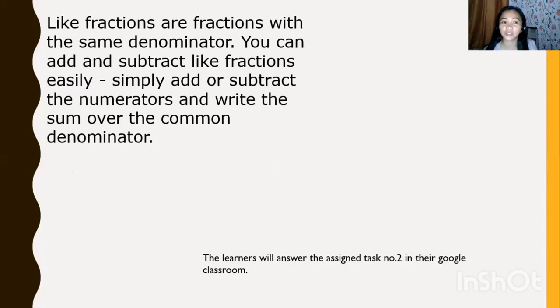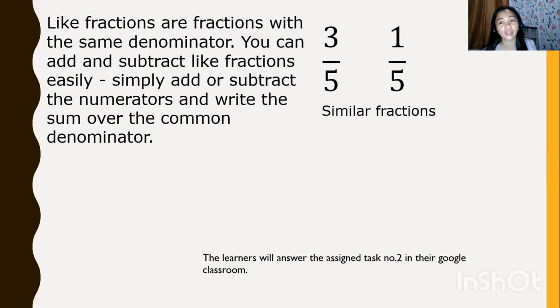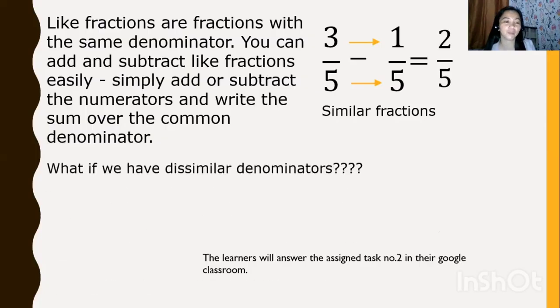Like fractions are fractions with the same denominators, so you can add or subtract fractions by simply adding or subtracting the numerators, then copy the denominator. Example, we have 3/5 and 1/5. They are called similar or like fractions since they both have 5 as denominator. How are we going to subtract this? By simply 3 minus 1, then copy the denominator. So we have 2/5. So what if we have dissimilar denominators?